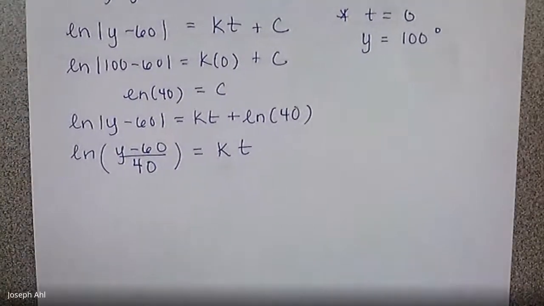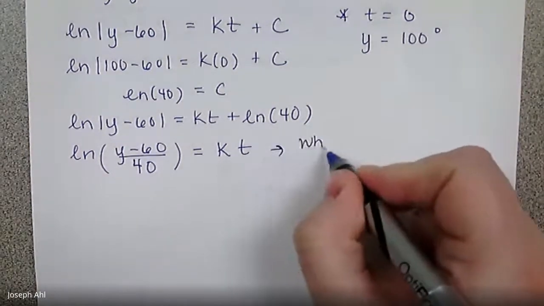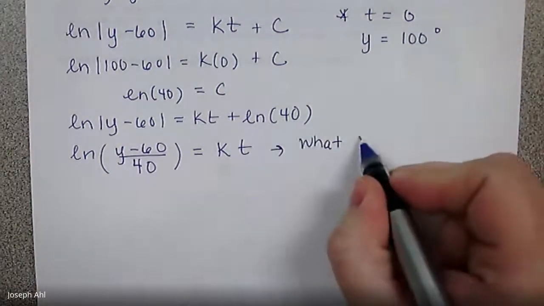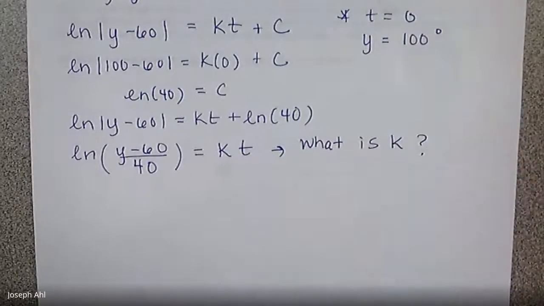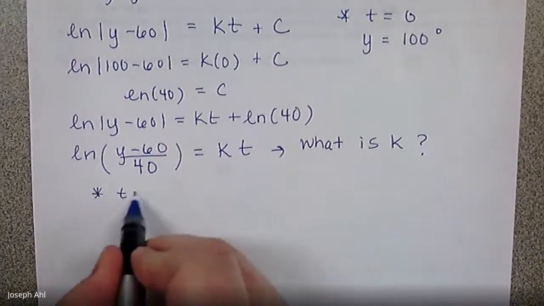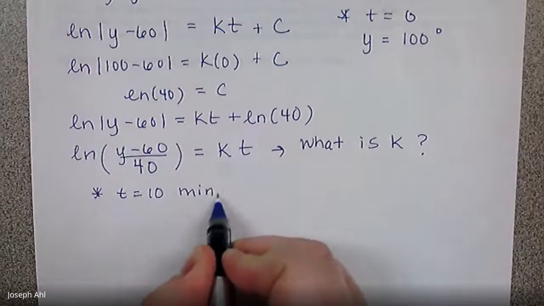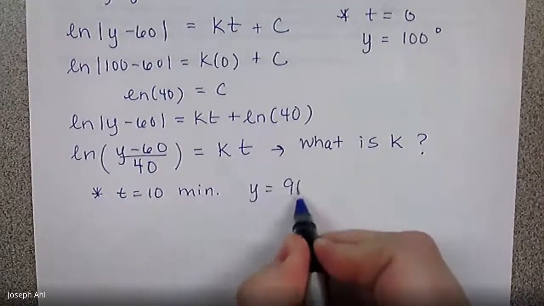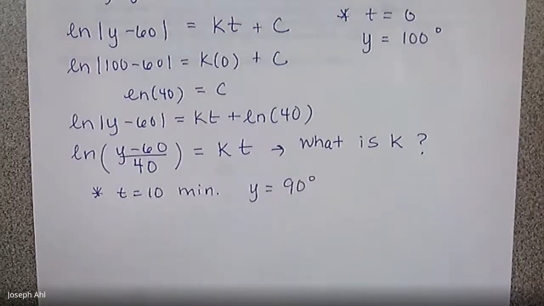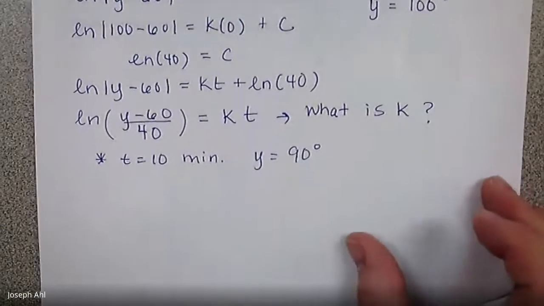Okay, but notice that we're not quite at the point where we can figure out how much longer it takes for the temperature to cool, because we still don't know what k is. What is this constant of proportionality? It turns out we have enough information to find k. We know that in 10 minutes, the temperature y is 90 degrees, so we use the other given information up at the top to determine the value of k.